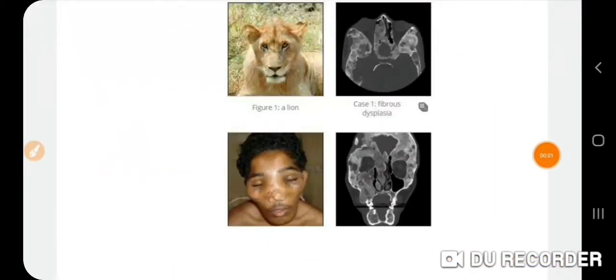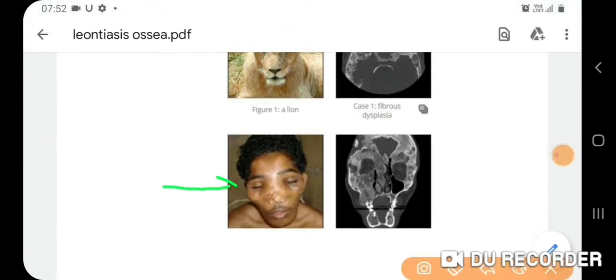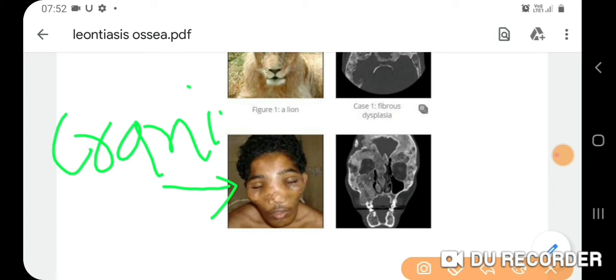Here we can see Leontiasis ossea in the figure, and the lion-like facies is visible, with extensive involvement of the maxilla and skull. So this is Leontiasis ossea in a case of fibrous dysplasia, and the craniofacial form of fibrous dysplasia is mostly the one involved, which causes Leontiasis facies.